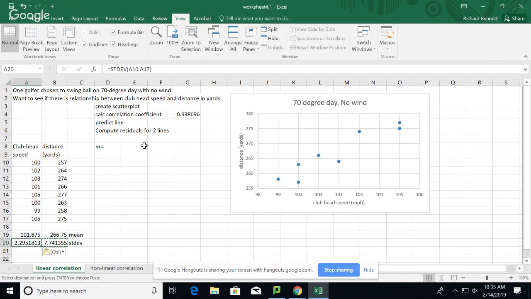Okay? All right, so my slope is what, Gage? How do I find my slope? What's the formula for the slope? Okay, what's R in this case? You don't know? What does R stand for? Correlation coefficient. Where did I find that? Okay, so the 0.938. Okay, times, what's S sub Y?